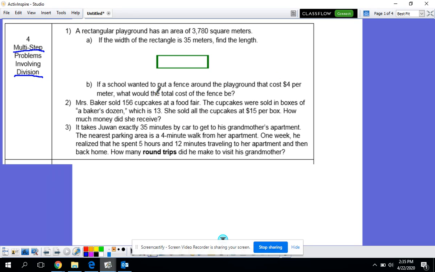So before I go over some tips and hints for today's work, I'm going to kind of model a problem for you, and hopefully that will help you understand what you need to be thinking and how you need to be thinking when you approach these problems.